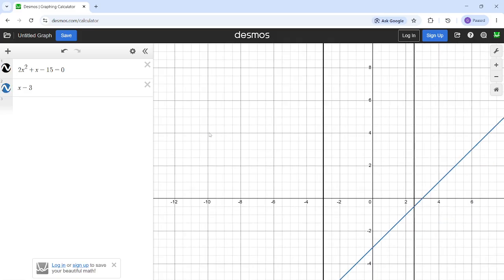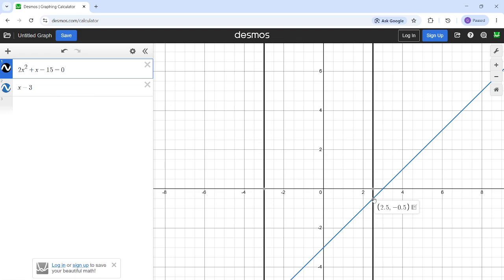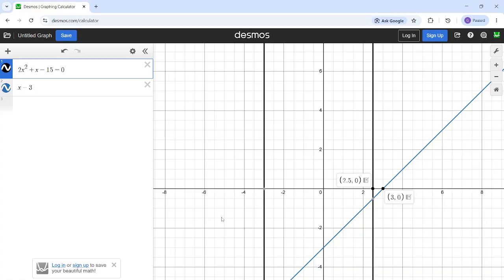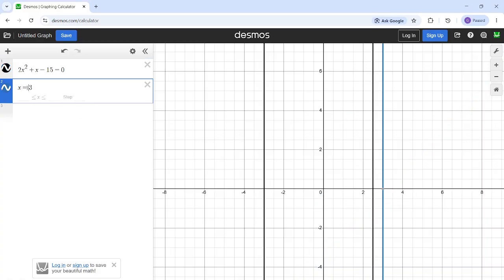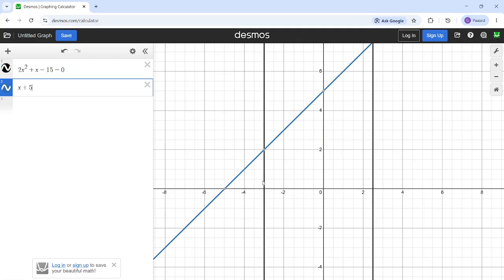You can just not write it if you want. We can see that it doesn't have the same x-intercept. It has different x-intercepts, right? So it's not the answer. The second answer is x plus 5. Again, let's see. Yeah, x plus 5 also doesn't have the same x-intercept. It has different x-intercepts, so it's not the answer.